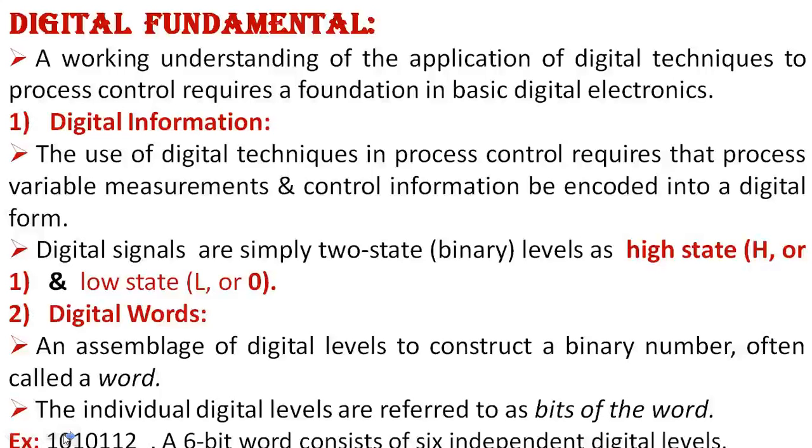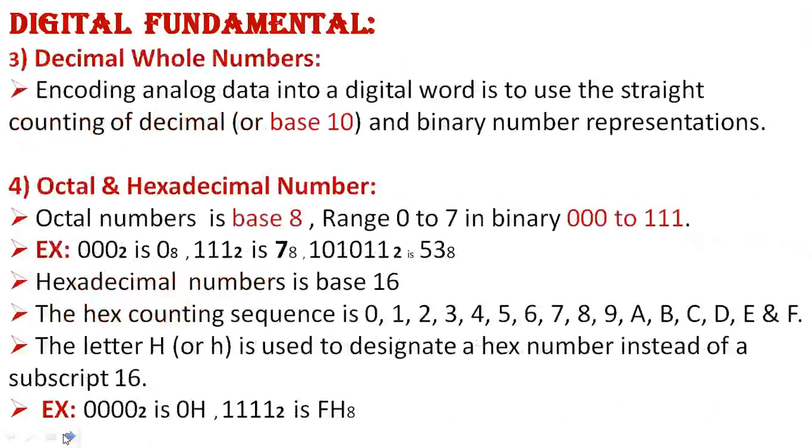The digital words are assemblages of digital labels that construct a binary number. The individual digital labels are referred to as bits of the word. So 1, 0, 1, 0, 1, 1 is base 2. A 6-bit word consists of 6 independent digital labels.